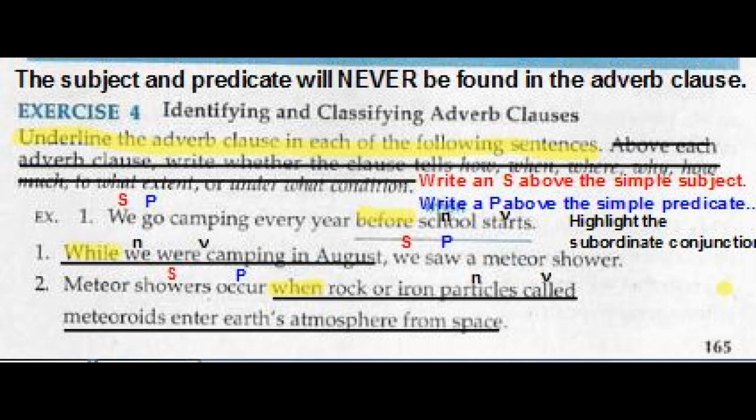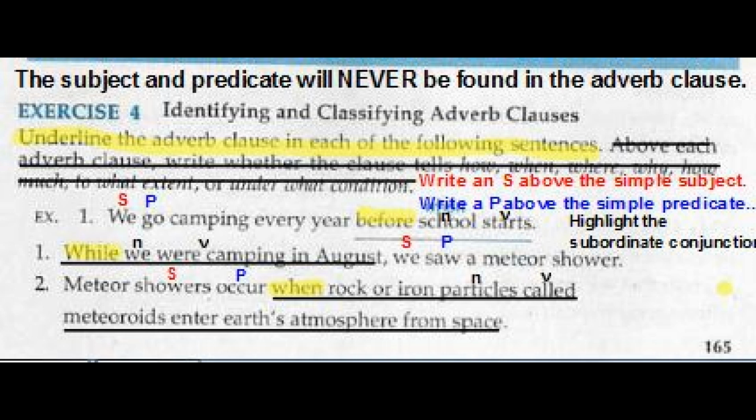Okay, right now I'd like for you to write these words above exercise 4. The subject and predicate will never be found in the adverb clause. Okay, the adverb clause will have a noun and a verb in it, but it'll be made into a fragment when you add that subordinate conjunction. So we will be looking for the subject and predicates in these sentences below as well. So I'm going to ask you to pause the video so you can write those words, and then I'll give you the instructions for exercise 4.